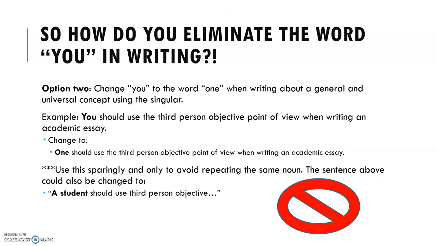Now, be very careful here. You want to use this sparingly to avoid repeating the same word again and again. Remember, you can always change this to a more specific singular, just as you did with plural. So, for instance, a student should use third person objective. But again, be careful. Use this maybe once or twice in your writing. Students tend to like this option and sometimes overuse it.